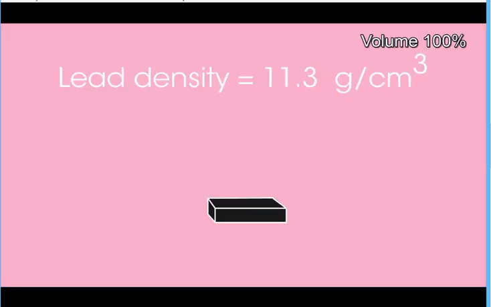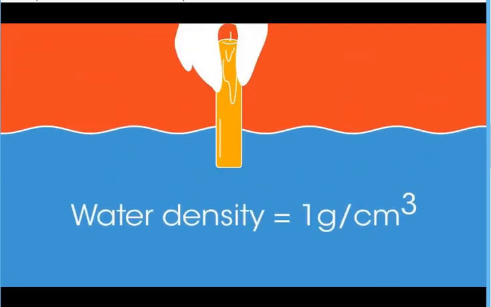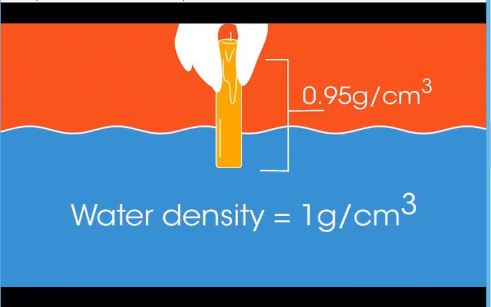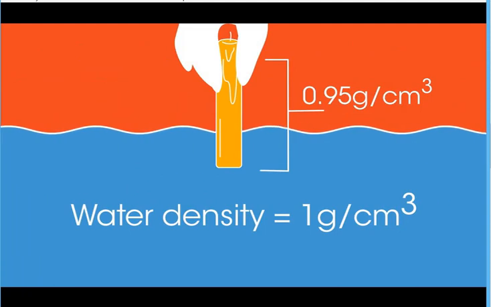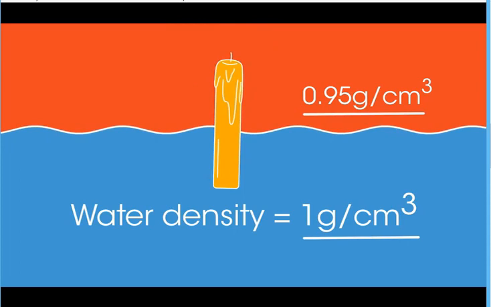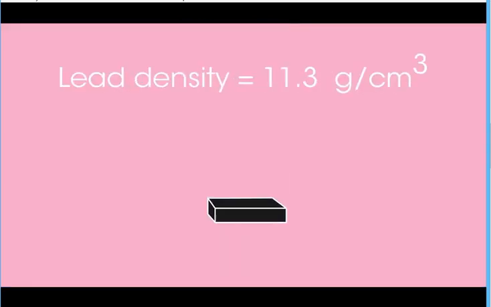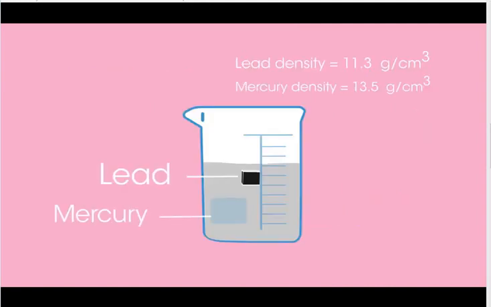Lead has a density of 11.3. Water has a density of 1 gram per cubic centimetre. Will the wax candle with a density of 0.95 grams per cubic centimetre float or sink in water? That's right, the density of the candle is less than the density of water, so it will float. Lead has a density of 11.3 grams per cubic centimetre, and liquid mercury has a density of 13.5 grams per cubic centimetre. What would happen if a block of lead were placed in a beaker of liquid mercury? Pause the video while you think.